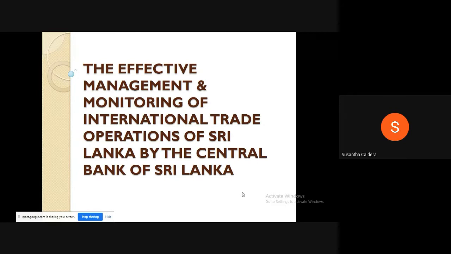Let's start with the effective management and monitoring of international trade operations of Sri Lanka by the Central Bank of Sri Lanka. We all know the entire trade operations are governed, managed and monitored by the Central Bank of Sri Lanka with various controls and guidelines. So when we are talking about international trade operations, we must know how the Central Bank is managing them in Sri Lanka.